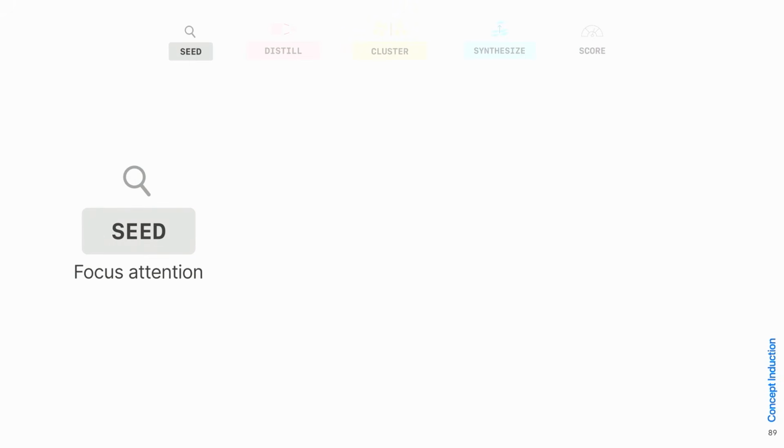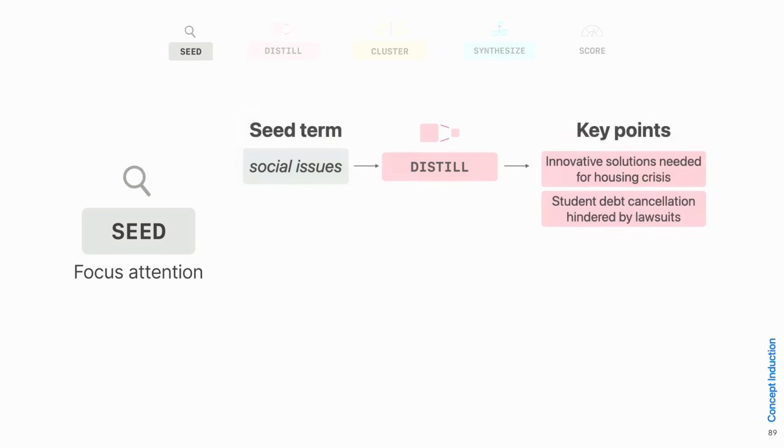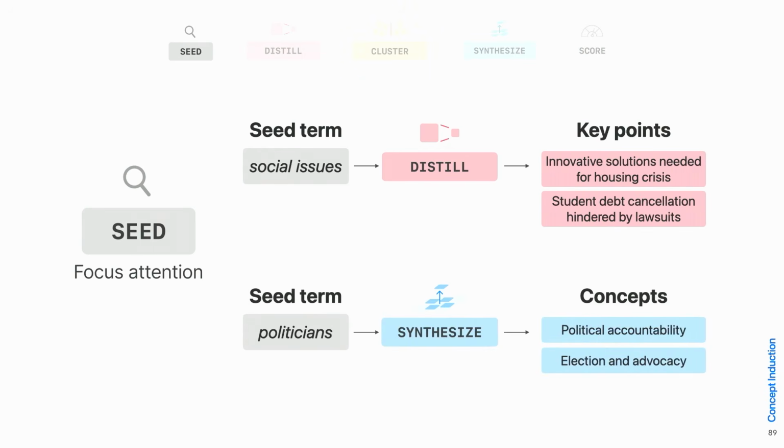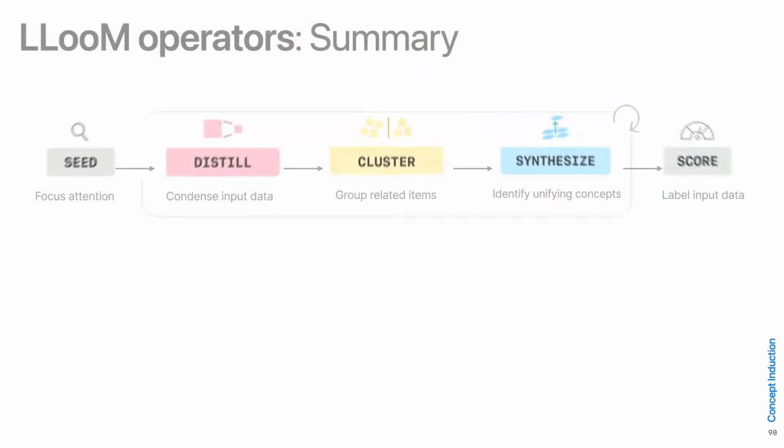Now, because we have these modular operators, we can steer each of them. The seed operator allows the user to steer any operator using a seed term that modifies what it attends to. So seeding the distill step guides it to take notes on only the parts of the document that are related to the seed, or seeding the synthesize step has it propose concepts that are related to that seed.